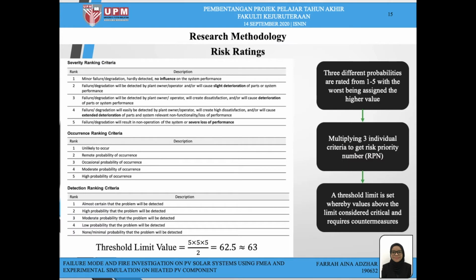Once I obtained the data, I constructed the FMEA table and assigned three different ratings for each failure mode. Three different probabilities are rated from 1 to 5 for each failure mode, and I multiply the three individual criteria to get the risk priority number, or the RPN. A threshold limit is set, whereby values above the limit are considered critical and require countermeasures. The threshold limit value is 63.